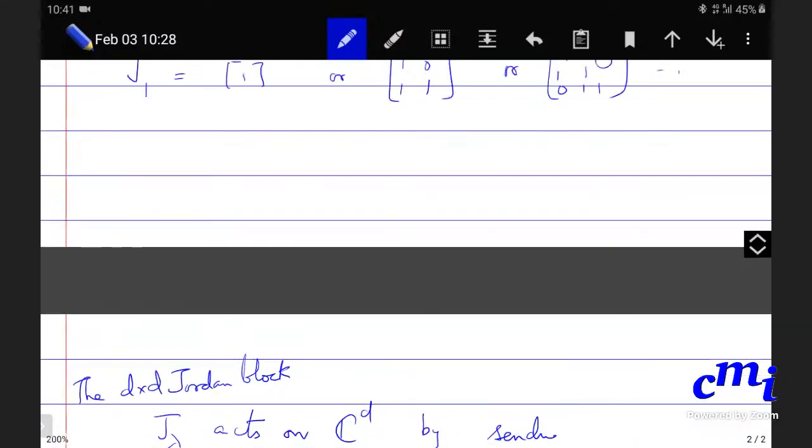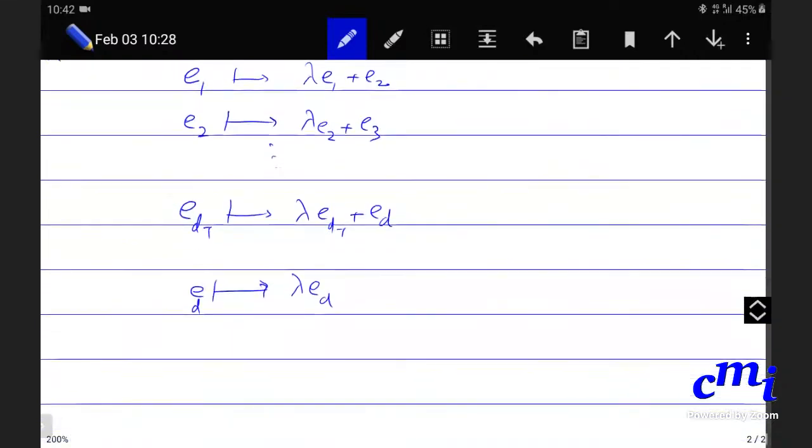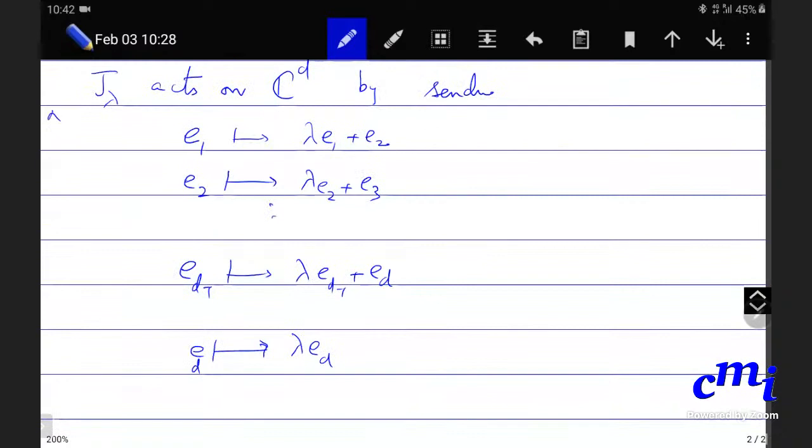Correct. Yes. So we can write that out. I am getting to that point. So what does this mean? This means that J lambda minus lambda times I... J lambda is this linear operator.